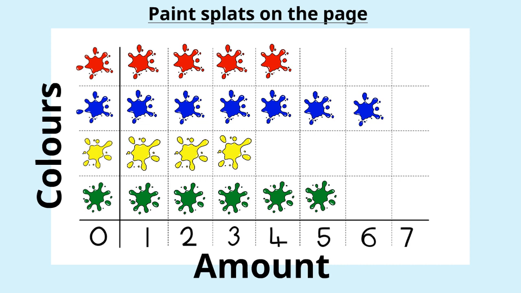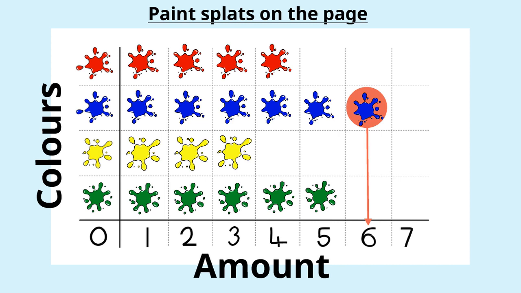Now that we've drawn our pictogram, we can answer some questions on it. Get your paper and pen ready to answer a few questions on this pictogram. Question 1. What color has the most amount of splats? Pause the video and write down your answer. Well, you should have got blue has got the most splats with 6 altogether.